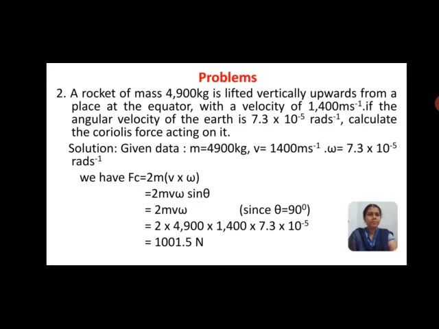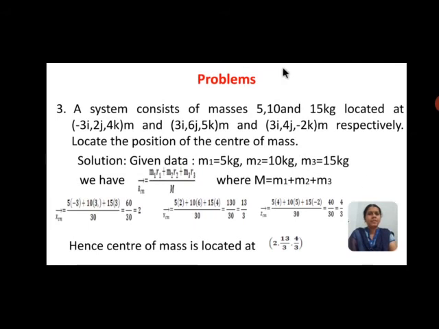Okay. So next problem, third one. A system consists of the masses 5, 10 and 15 kg. They are located at these points: minus 3i, 2j, 4k, in meters. So these are the locations of the points respectively. Then what we have to do here? Locate the position of the center of mass. Now we have to locate at which position the center of mass will be.